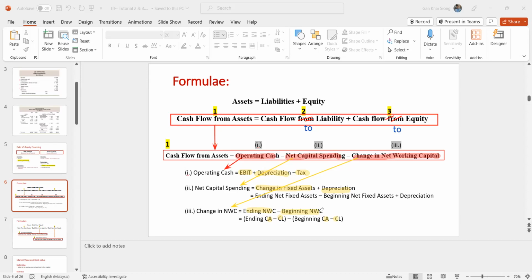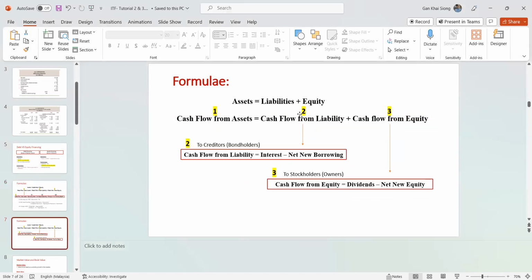Okay, so what we're going to do next is to understand the second and the third components. Later we'll use questions to show you how this works, but at least these are the formulas you need to know first. Now, the second component is cash flow to liability. That's why I told you we change the word.